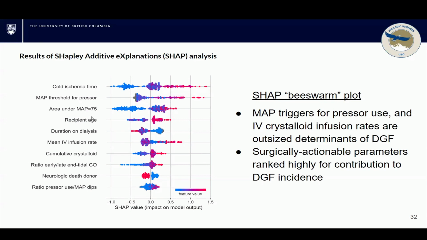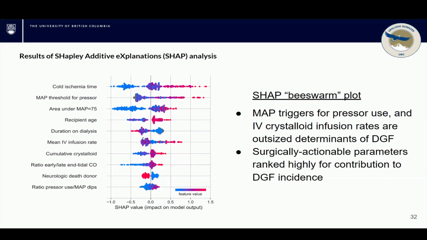And then if we go down a few more, we can see that we have mean IV crystalloid infusion rate also listed as a top 10 factor in making predictions. And it seems that high infusion rates were associated with DGF incidence, but also low infusion rates were slightly associated with DGF incidence. It's on the right side. And then all the moderate values, all the purple dots indicating the moderate values of infusion rates, are more so to the left, meaning that maybe moderate infusion rates were associated with the least amount of DGF.